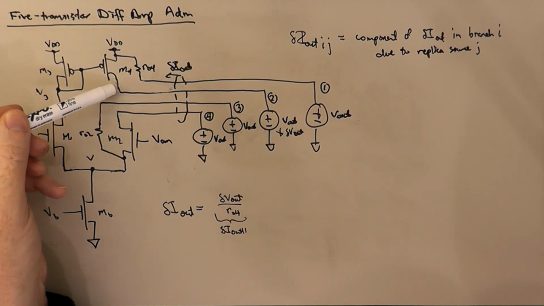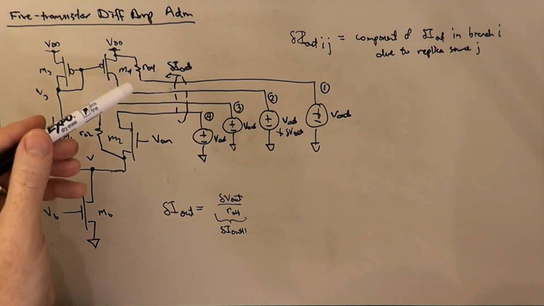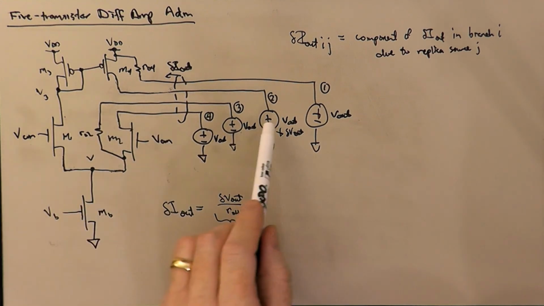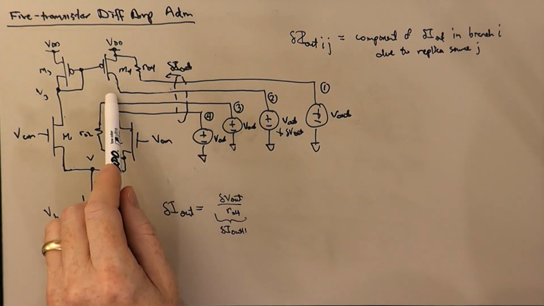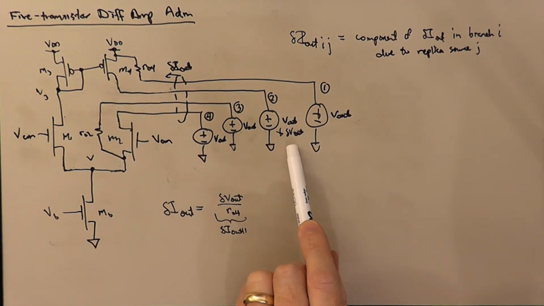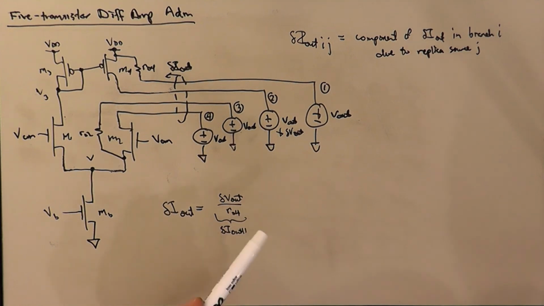And so there's no delta I out 2, and there can't be any other effect in any of the 4 branches of the circuit either, because this voltage source is only connected to the drain of M4. And so all 4 possible components of delta I out due to the replica source 2 are 0. So we've considered half of the components, and 7 out of 8 of those components have been 0.